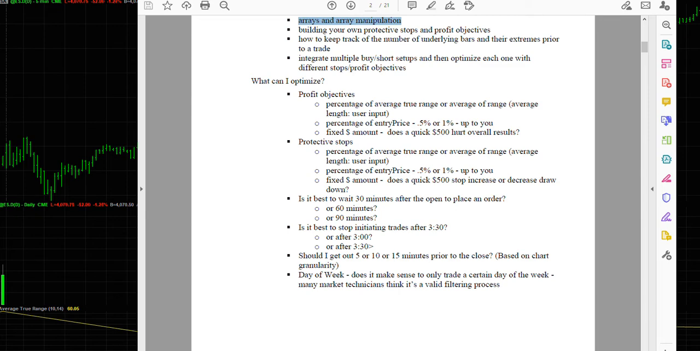You can test that. Is it best to wait 30 minutes after the open to place an order? Or is it best to wait 60 minutes or 90 minutes? A lot of people say you shouldn't trade the first 30 minutes because you've got news reports and all kinds of crazy things happening right around the open, which causes a high amount of volatility. Should you be in there to take advantage of it, or is the risk too high? You can test that as well.